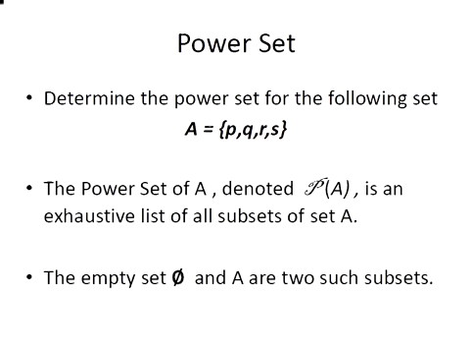The power set of A, denoted by P of A, with this very distinctive P, is an exhaustive list of all subsets of A. Just to be clear, exhaustive list means that we have to find each possible subset. The empty set and A are two such subsets, so A is a subset of itself.